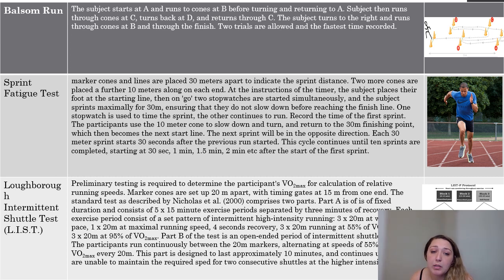It's usually 10 sprints, and they start at 30 seconds, 1 minute, 1.5 minutes, 2 minutes. So the sprints just get longer. The recovery time stays the same, but it really gives your athlete a chance to accelerate, decelerate, change direction again. But this time it allows them to fatigue themselves to the point where their aerobic capacity is taken up.